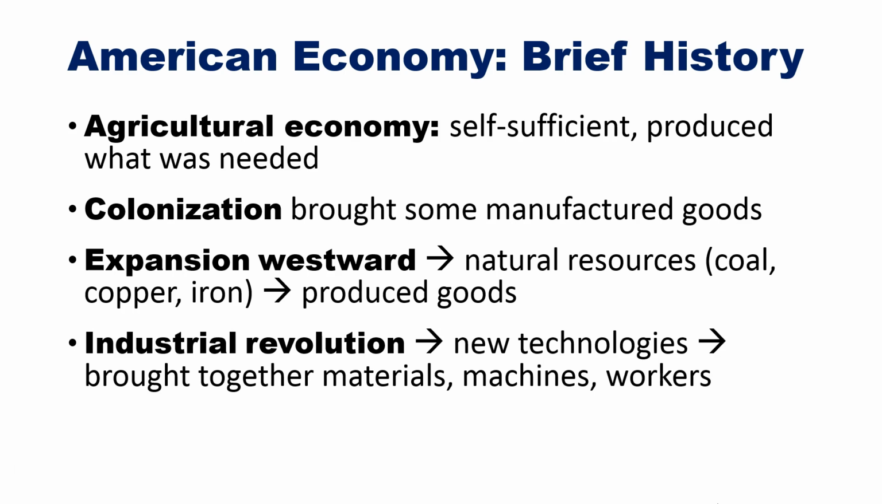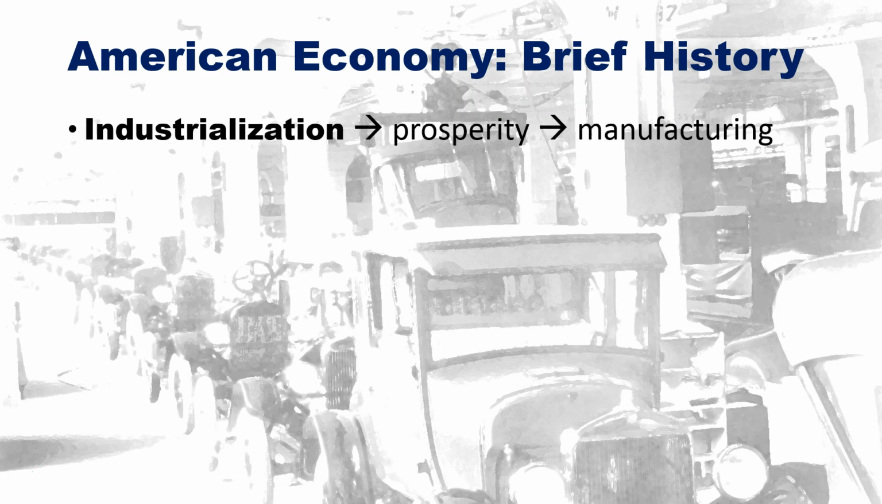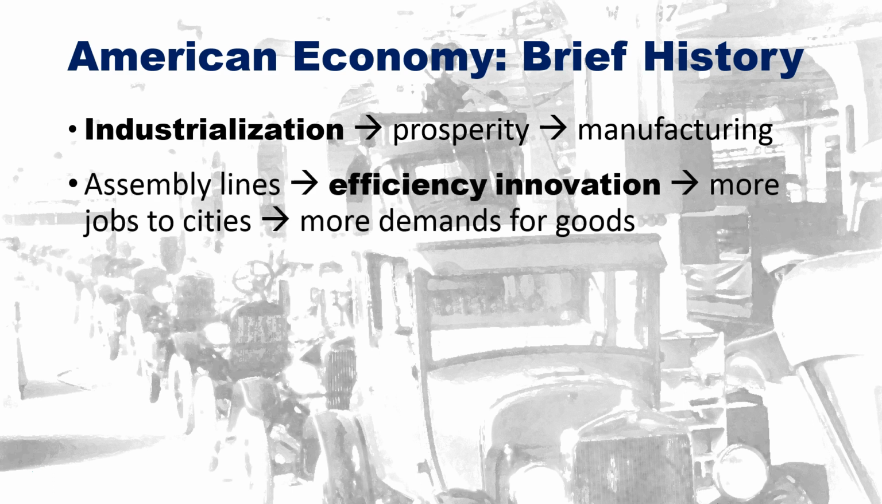And concurrently, the Industrial Revolution was happening, which brought about new technologies, and these new technologies brought together the materials, for example the copper and the iron, the machines that made them, and the workers who then had to handle the machines and the materials. Industrialization led to prosperity. Our agricultural culture shifted into a manufacturing one, which gave rise to assembly lines, a kind of efficiency innovation, which brought more jobs to the cities.